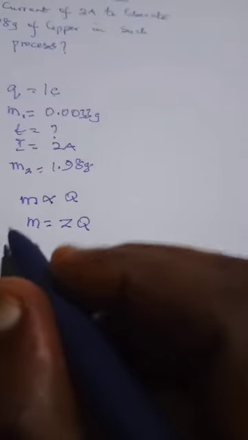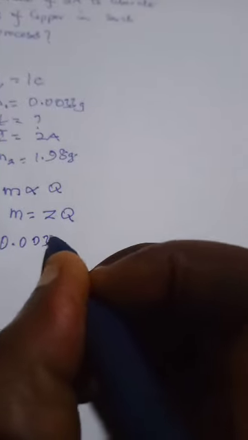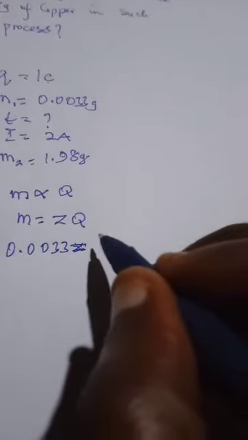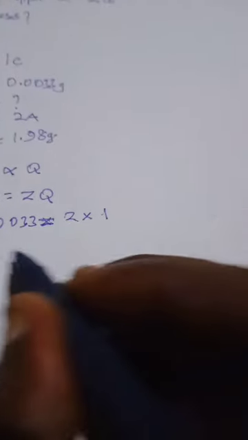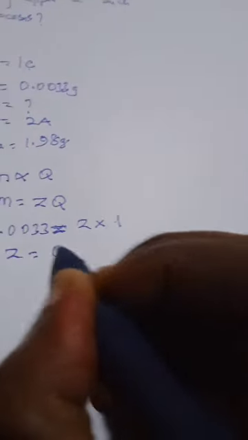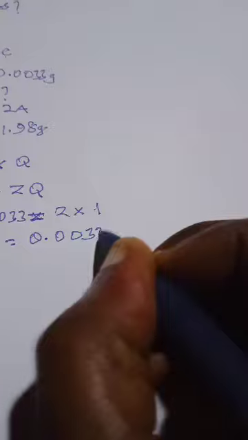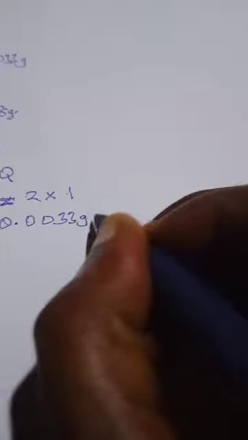Now from here, the charge is 1 coulomb. We want to find Z first of all. Our mass, the M1, this time, M1 is 0.0033, is equal to Z times Q, which is 1. So invariably, that means our Z is equal to 0.0033. That is grams per coulomb.